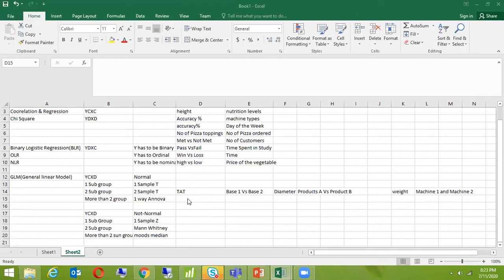Piyush, we haven't got to hear from you yet. So any example of one-way ANOVA?